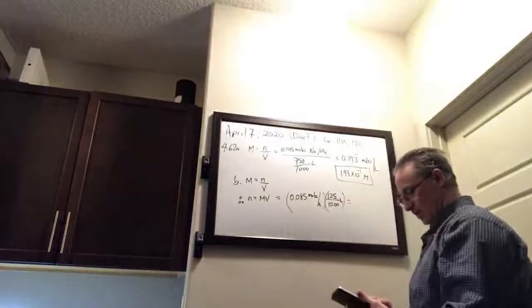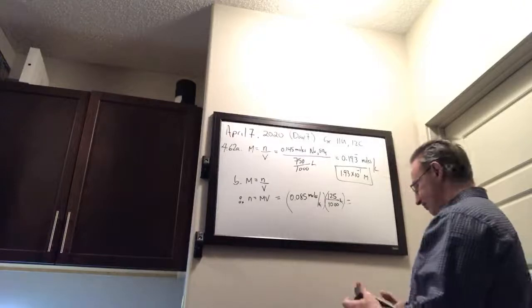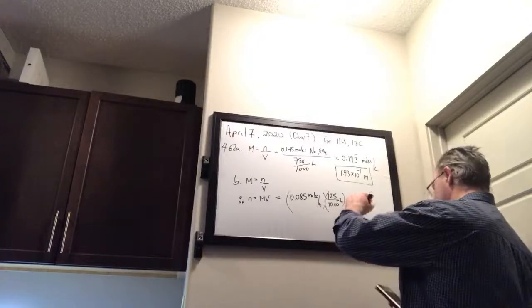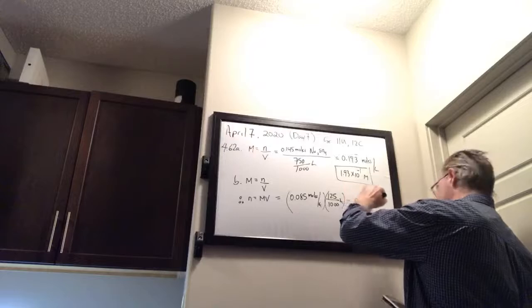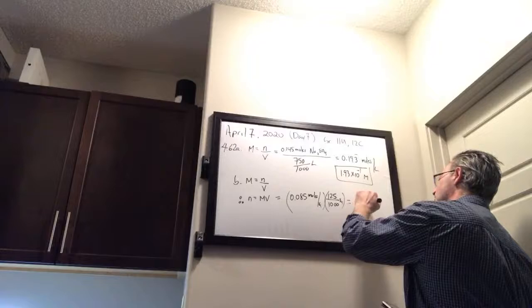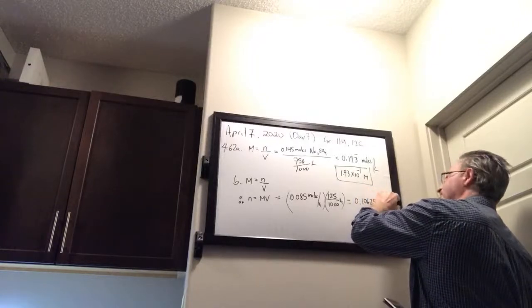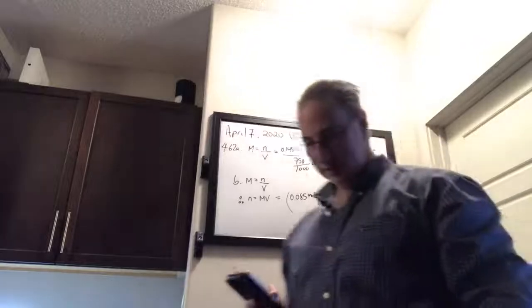And what you get is 0.085 times 0.125, or 0.0106625 moles of what? Potassium permanganate. So they're asking for moles. We're finished.